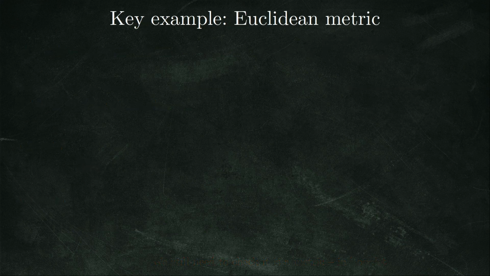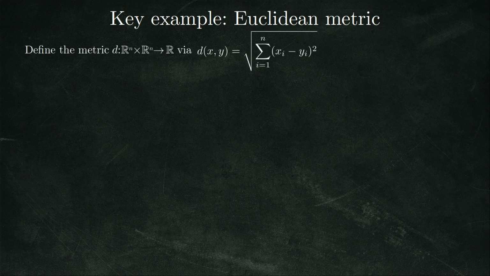Our next key example is what's known as the Euclidean metric. And the Euclidean metric is just the normal way you would measure distances using Pythagoras' theorem. But it's also an example of a metric. So we define the metric d on Rn via d of x and y is the square root of the sum of xi minus yi squared. So here Rn is just n-dimensional Euclidean space, and the points xi and yi are just components in either n-dimensional points or vectors.